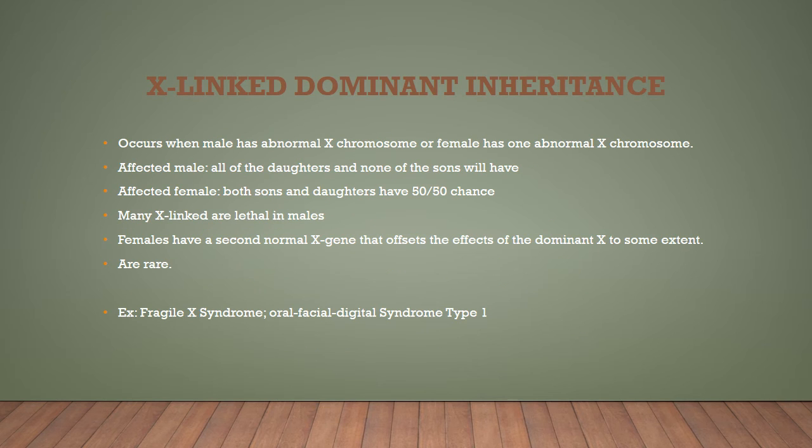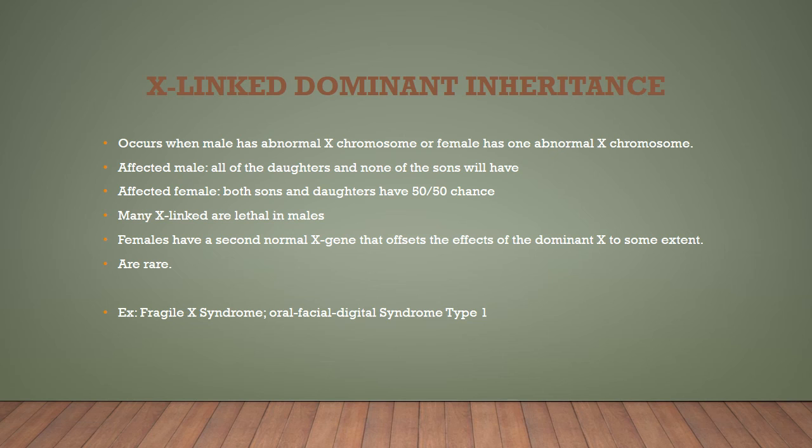So let's now talk about the X-linked dominant inheritance disorders. This occurs when the male has an abnormal X chromosome or the female has one abnormal X chromosome. With that affected male, as you can probably know by now, all of his daughters but none of his sons will have the disease, because that X chromosome either has it or doesn't have it, okay? The affected female, both sons and daughters have that 50-50 chance, because there's a 50-50 chance of which X chromosome will get transferred to the son or the daughter.